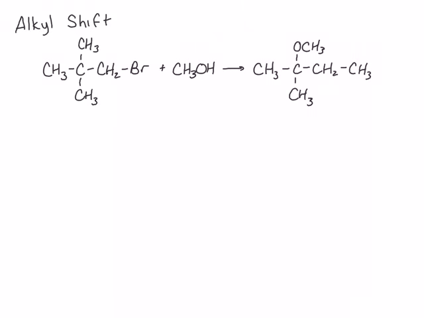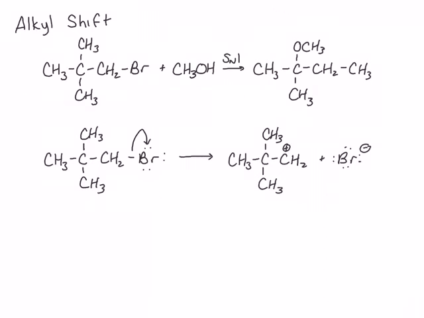Clearly, this did not occur from a simple substitution of the bromine with the methanol. This is due to the alkyl shift. Let's look at the mechanism. Remember that the first step of an SN1 mechanism involves the leaving group leaving. However, if the leaving group leaves, we will be left with a primary carbocation. However, we know that primary carbocations are very unstable and basically do not form.